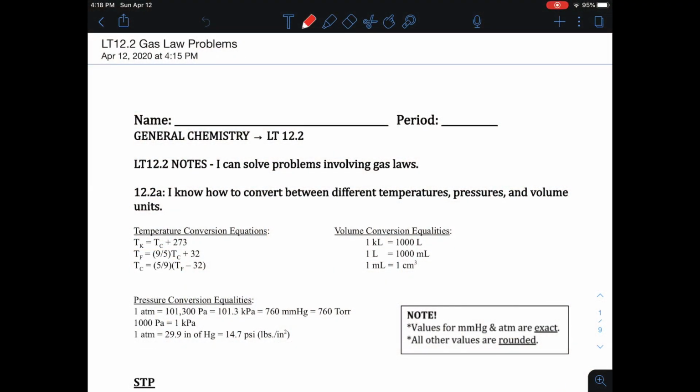Good morning, everyone. I hope that you had a great weekend. Hopefully, at this point, you've got this either printed off or you have the notes somewhere in front of you with something to write on. Also, you're going to need a calculator because what we're getting into in this learning target is the ability to actually solve gas law problems. That's what 12.2 is all about.